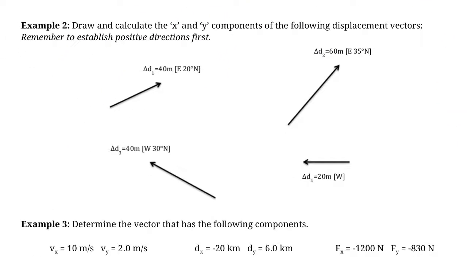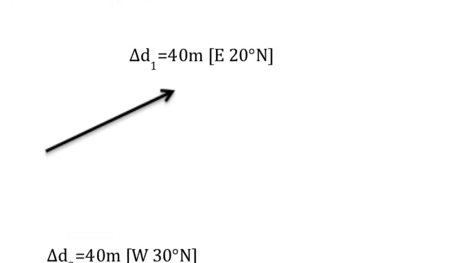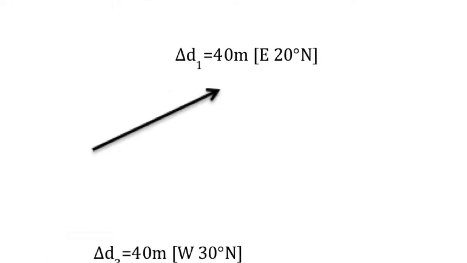Moving down here. Okay, so let's calculate the x and the y components of each of the following vectors. And we should also sketch them just so we're used to doing that. So here's a vector d1, 40 meters east, 20 degrees north. If we were to draw the components, we can draw the x direction of the component and the y direction of the component. The y component of the vector and the x component of the vector.